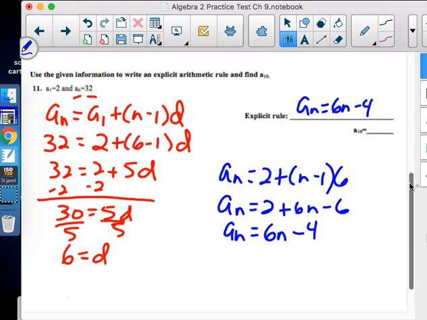But we're not done, which I'm glad there's a little blank there because we probably would have forgotten. We're supposed to figure out the 10th term. So throw in that 10. A sub 10 equals 6 times 10 minus 4. What's 6 times 10? 60. Minus 4? 56. Well, that wasn't so bad.